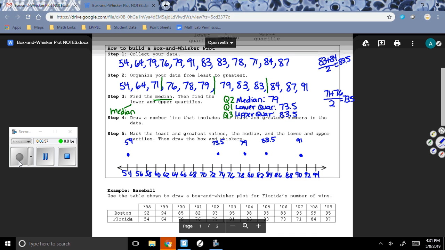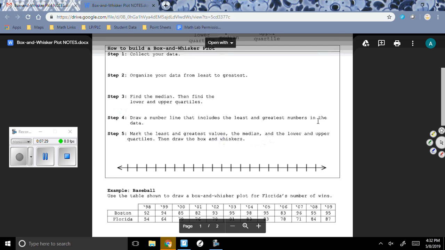And now I can take all of those pieces and put them together. So remember, we start out with 2 whiskers on the outsides, and then there's a box, and then we make just a line for that median that cuts that box, and then my last whisker. And there we have it. We have our first box and whisker plot. So let's go ahead and flip this over. We have just a couple of notes on the back that we want to fill in some blanks.